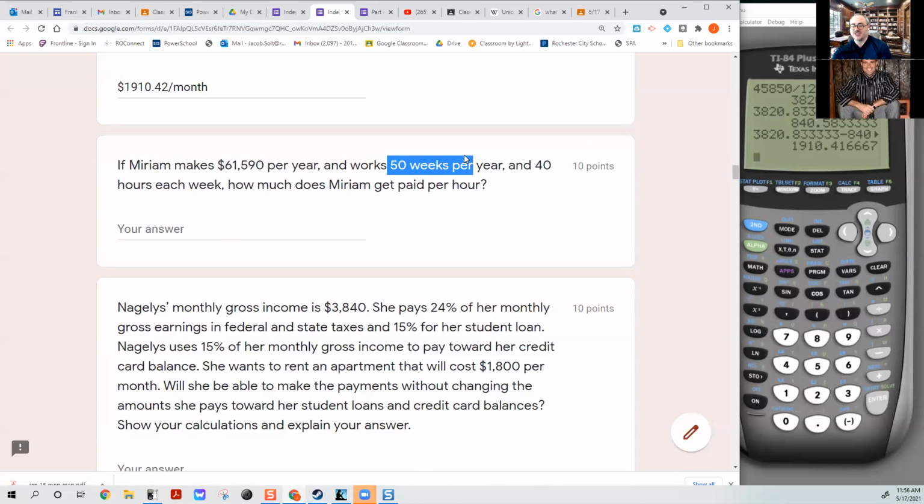50 weeks per year. That means she takes 2 weeks off every year. She works 40 hours per week. How much does she get paid per hour? I want you to take that yearly, convert it into a weekly using this number here, then convert that into an hourly using that number right there.